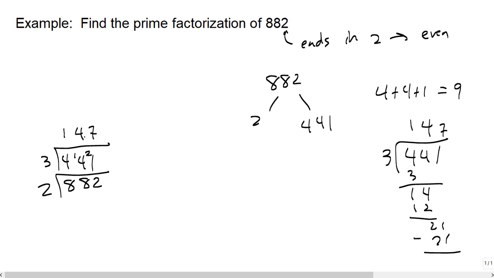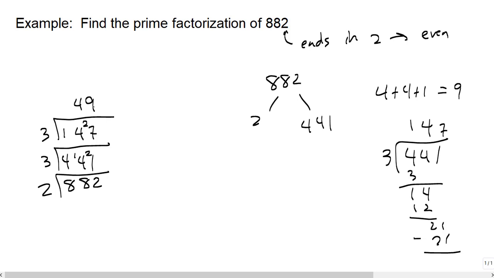Now, 1 plus 4 is 5, plus 7 is 12. It can again be divided by 3 because 12 can be divided by 3. 3 goes into 14 4 times, remainder 2, and then 9. And now this one's a little bit tricky. 49 can't be divided by 2 because it ends in an odd number.